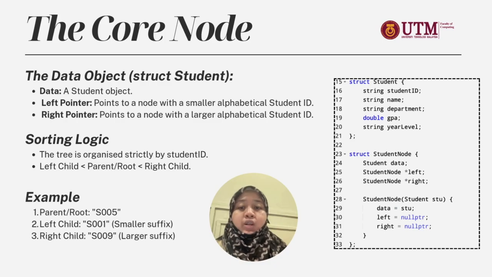So we have the student node. The data is the student object. The left pointer points to a smaller alphabetical value, whereas the right pointer points to a larger alphabetical value. The sorting logic is that the tree is strictly organized by the student ID. As I mentioned, the parent is in the middle, the left side is for the smaller, and the right side is for the larger. You can see the example here. This is the student ID, we have S005, S001, S009. That is for the example.